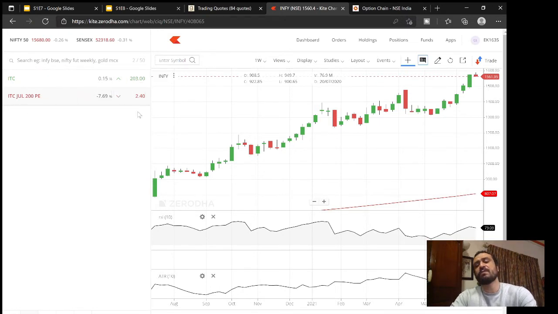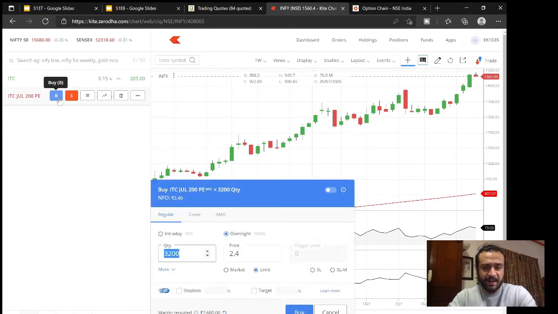What is the price for the put option? 2.4. So how much premium do you have to pay to buy this 200 put option? You simply go to buy or sell. If you want to sell the option, you go to sell. If you want to buy, you go to buy. I click buy. You can see the quantity given is 3200. This is the minimum lot size required for buying this option. If I just say up, you see it doubles, 6400, then 9600. No number in between the two is allowed. You can buy 1 lot, 2 lots, or 3 lots.